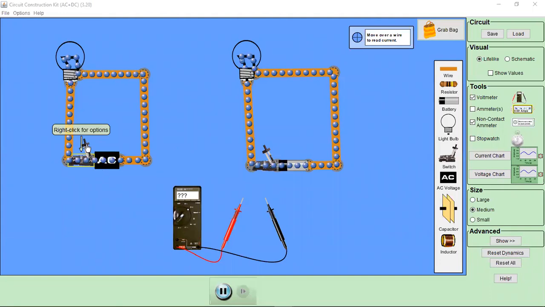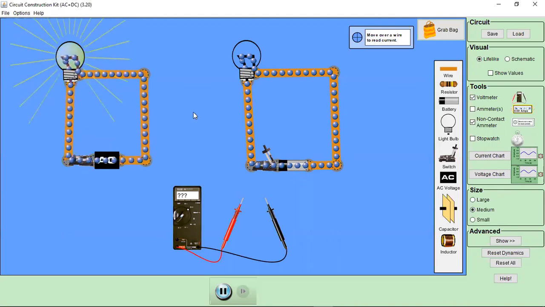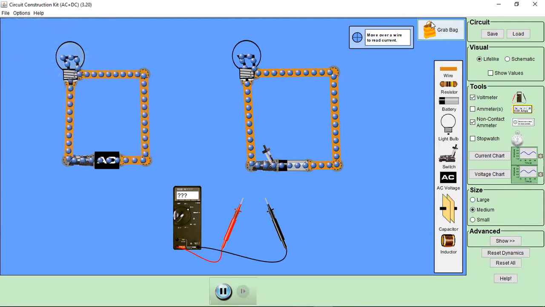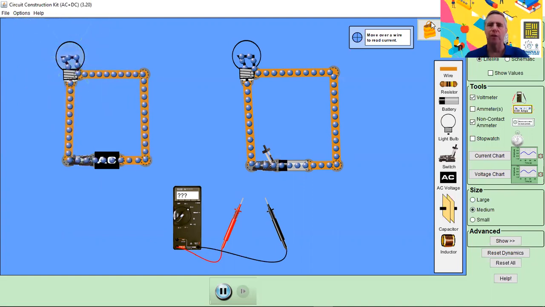So let me switch on the AC side, and you can see the bulb lights, but you can see the electrons are alternating in direction. It's very slow here. In our household electricity, they alternate or change direction 50 times every second.